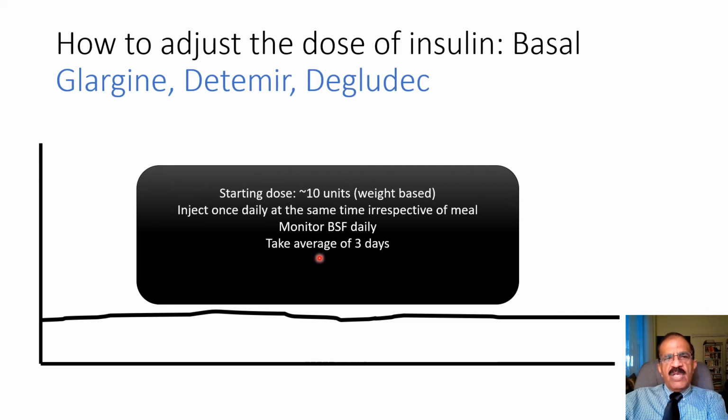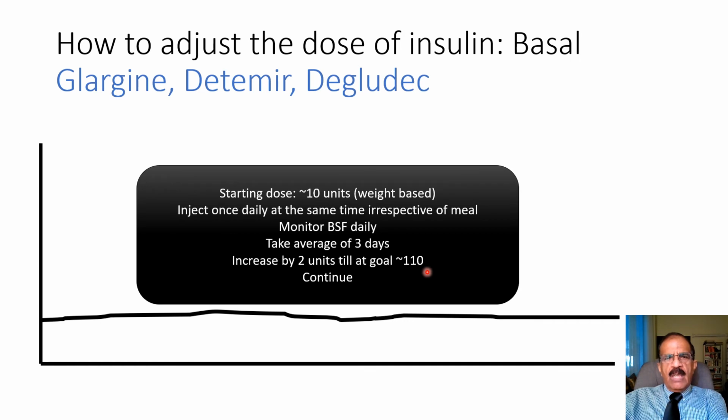So every 3 days, based on daily fasting sugar, you calculate the average, and if your average is above 110, you make an increment of 2 units. Now this of course can be changed. If somebody's starting glucose is very high, you could make an increment of 5 units, and once you are getting closer to the goal, then you can make smaller increments. And the aim is to get a profile like this, flat 24 hours the same.